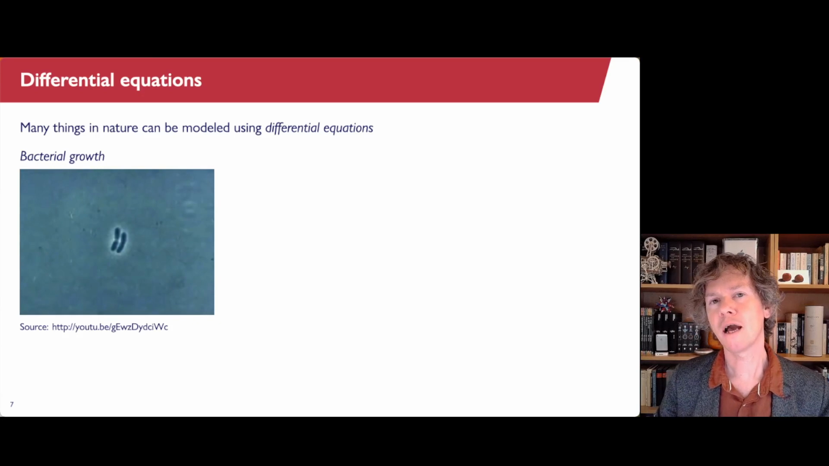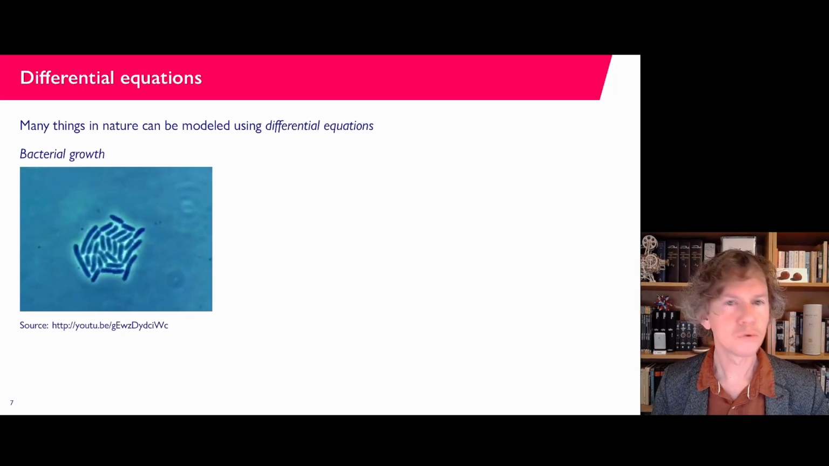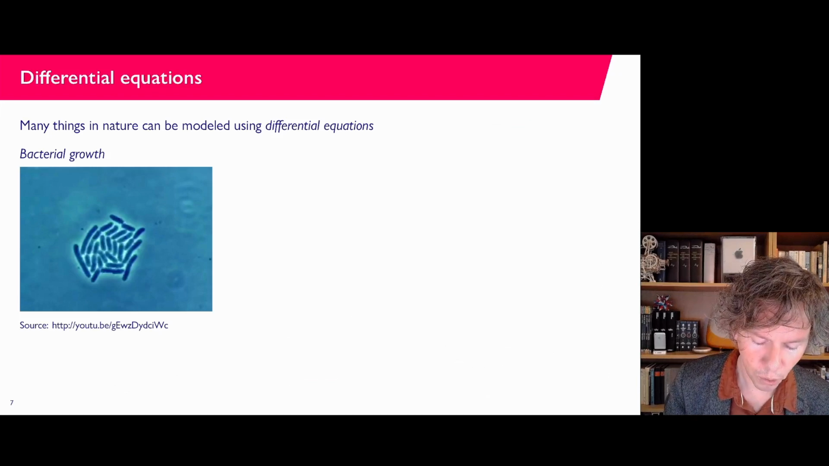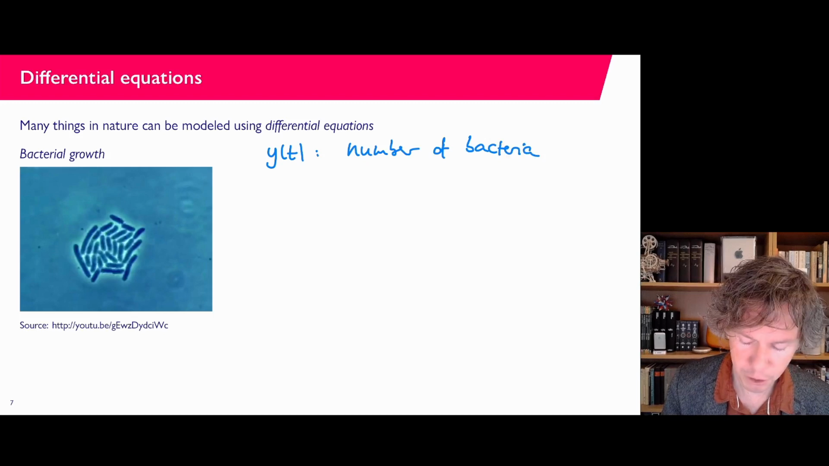So you see that you have very fast growth here. In fact, we will see that we have exponential growth here. Now, let's see if we can describe this mathematically. So I'm going to try and describe this, and for that reason I'm going to call y of t the number of bacteria we have at time t.